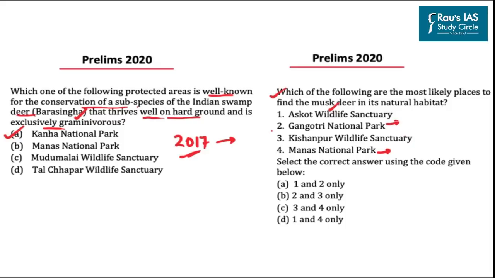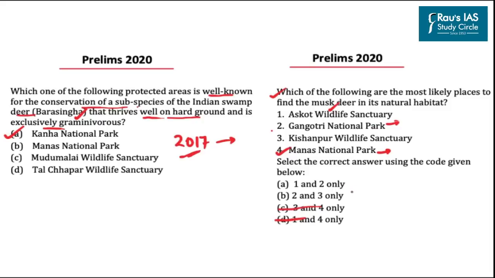But having this particular information as to musk deer, that they are known to reside in high altitude ecosystems, would mean that it cannot be found in Manas National Park. And so it will clearly lead to the elimination of C and D, leaving us with A and B. We know that Gangotri National Park clearly fits the description. It is situated in middle to upper Himalayas, so it is basically a very cold high altitude ecosystem.